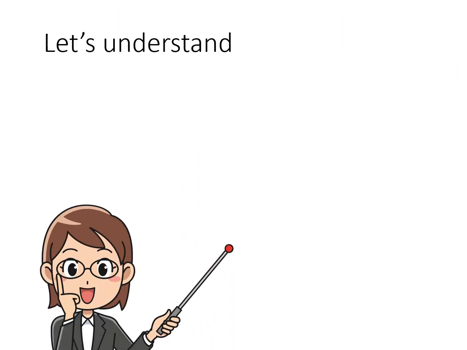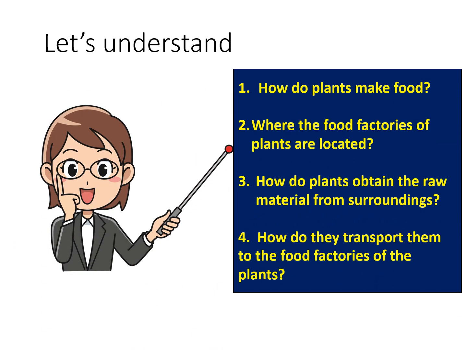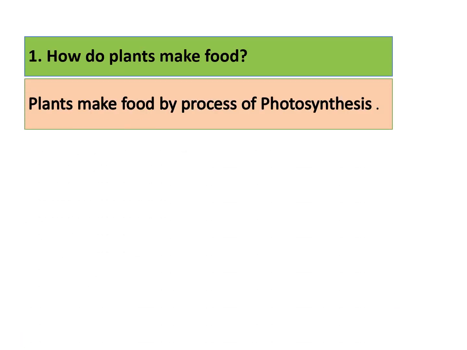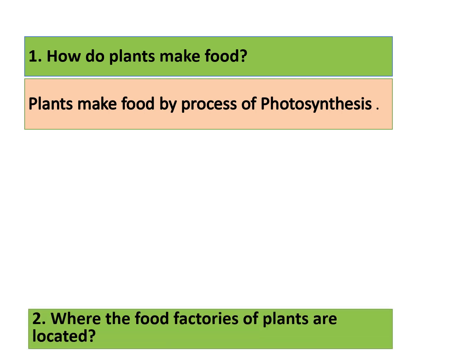Now let's understand how plants make food, where the food factories of the plant are located, how plants obtain raw material from the surroundings, and how they transport them to the food factories of the plant. So first, how do plants make food? Plants make food by the process of photosynthesis.